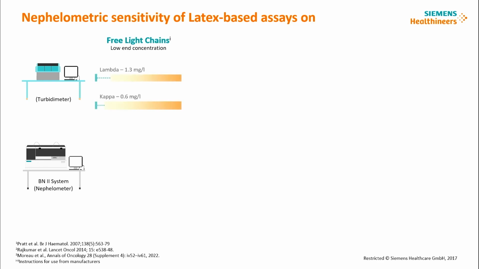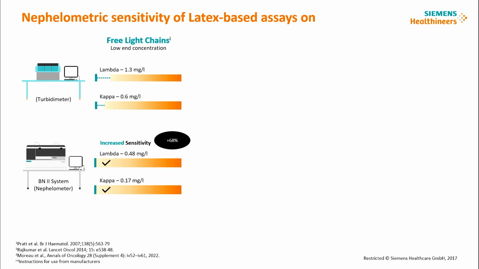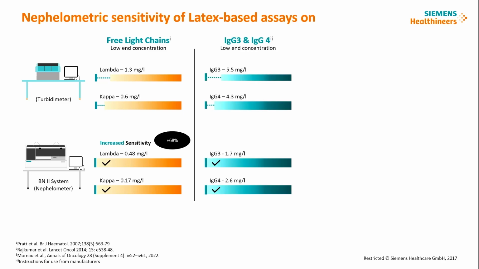And this is an example of the assay measuring range. Here we are giving 60% better sensitivity for free light chains. As you can see here, in lambda, turbidimetry is 1.3, a higher lower assay measuring range, and lambda on nephelometry is 0.48. And here, kappa is 0.6, and kappa on nephelometry is 0.17. So you can see the big difference in the assay measuring range.